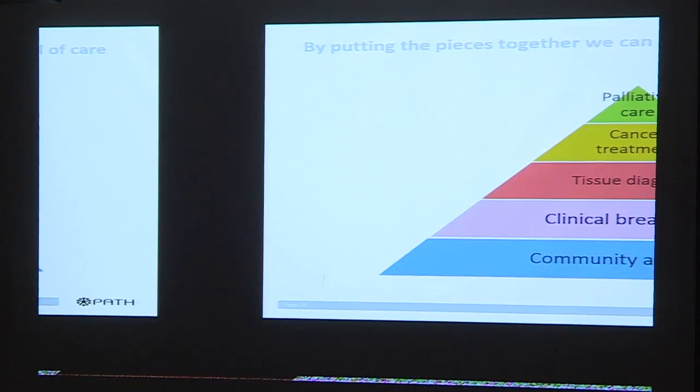And palliative care for those where treatment is no longer possible, but they need pain management and other support. And those are the things that will help women survive breast cancer. So we need to put all those pieces together, from the community to the clinical breast exam to the tissue diagnosis to treatment and palliative care. And with that, we can build a sustainable model of care.